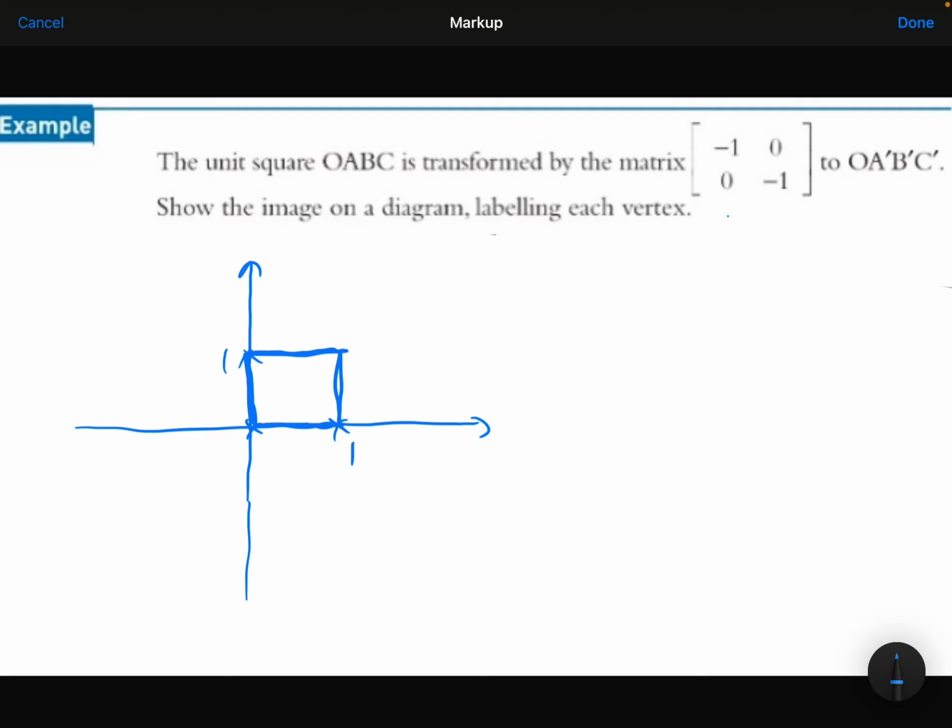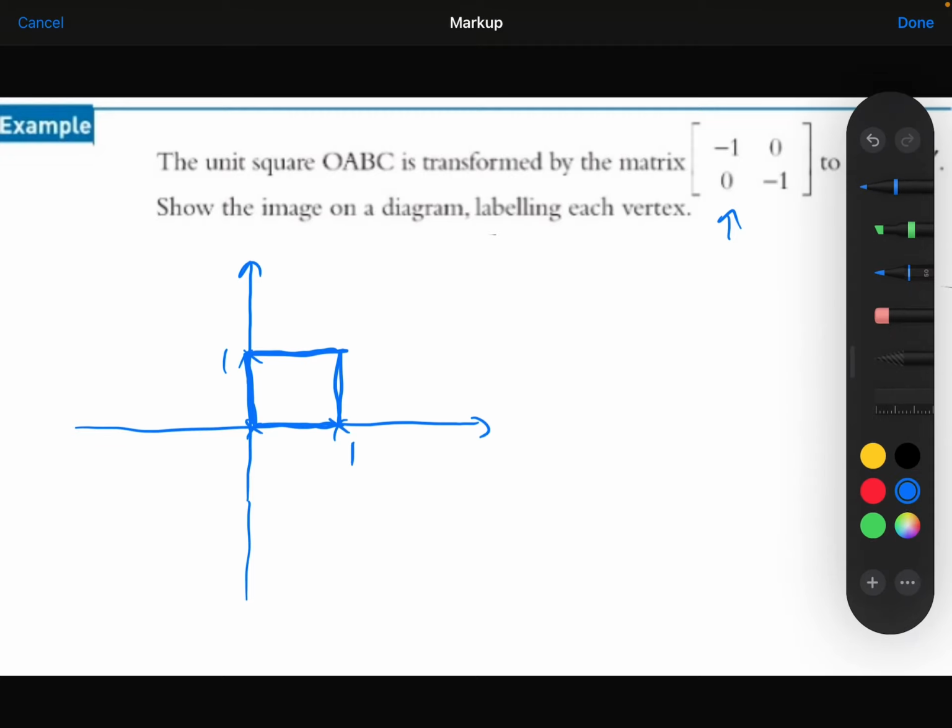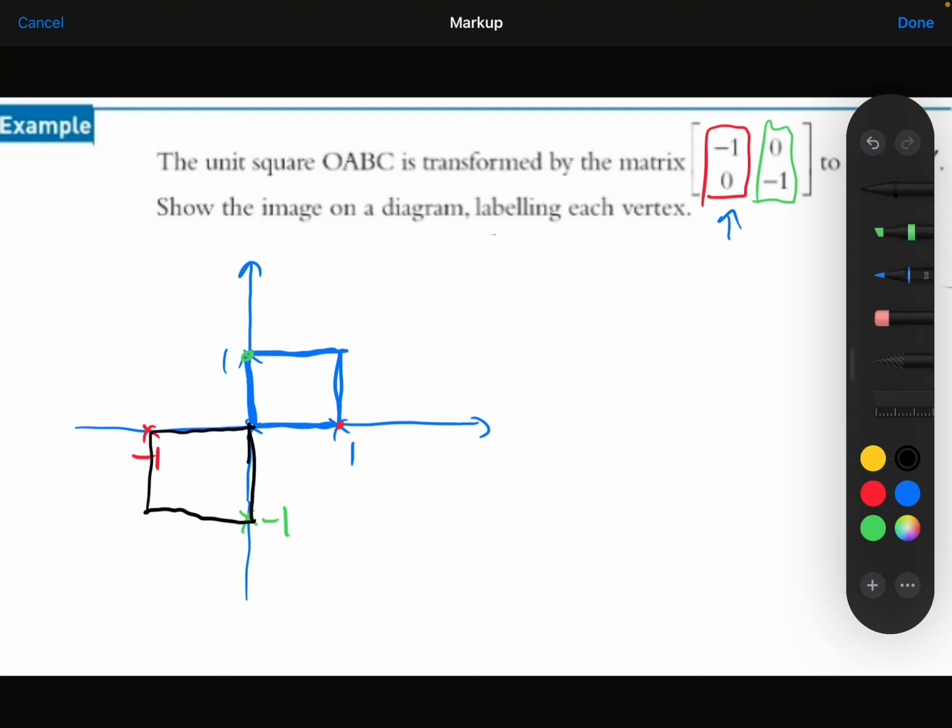And I can see from this transformation that my point 1, 0, so this point here, has been mapped to the coordinate minus 1, 0. So that's been mapped to be over there. And I can see from this column here that my coordinate 0, 1 has been mapped to 0, minus 1. So therefore, my new unit square would look like this. This is the image.